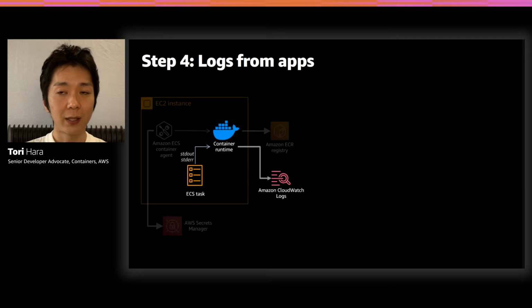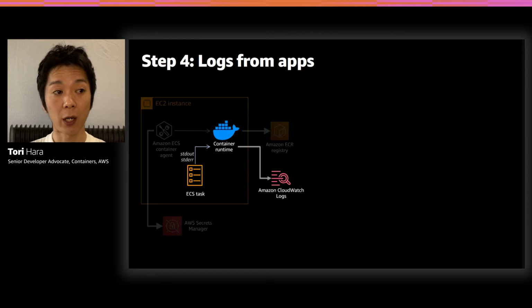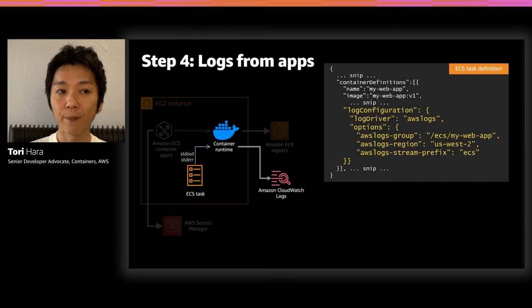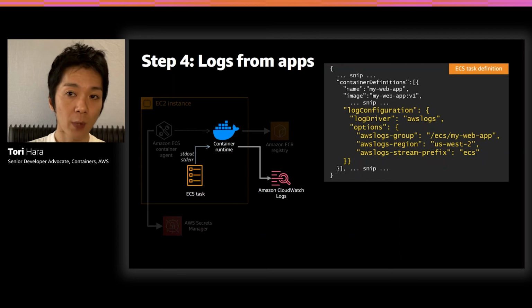Docker has a mechanism called a log driver to collect containers' standard out and standard error outputs and to forward them to a specified location. Amazon ECS supports the logging driver, and the task definition here looks like it's configured to use the AWS log driver, which means it's going to send all standard out and standard error outputs from the container to CloudWatch Logs.